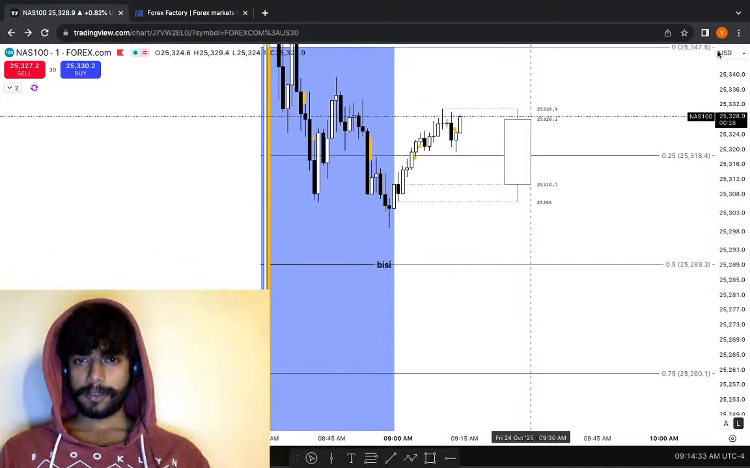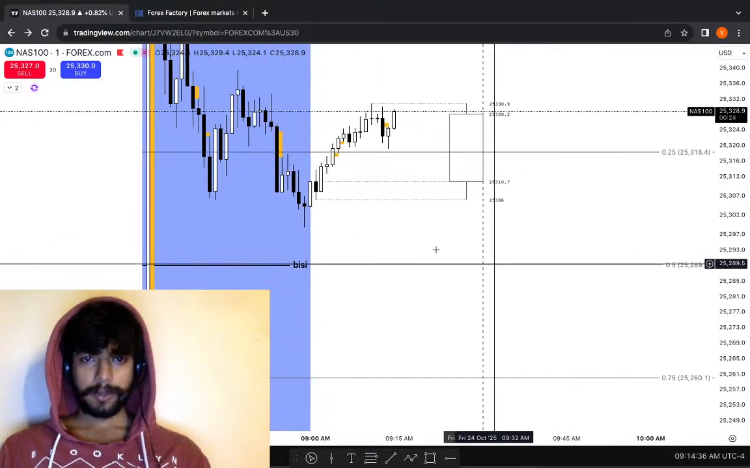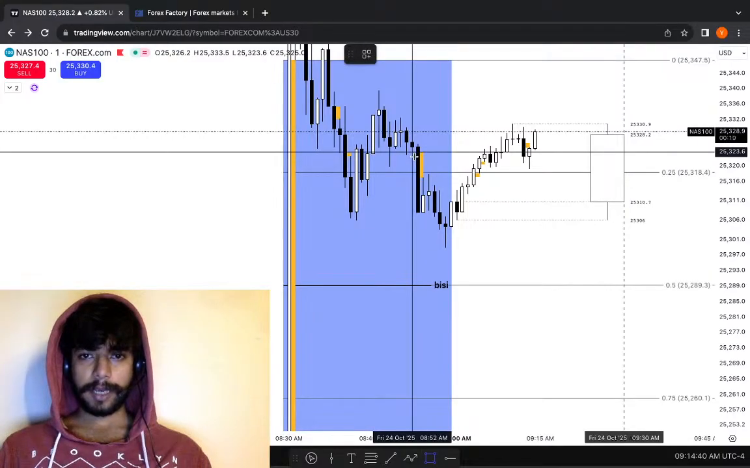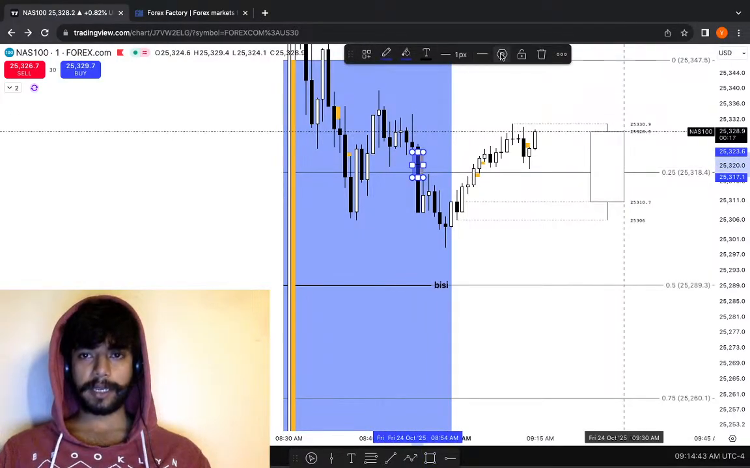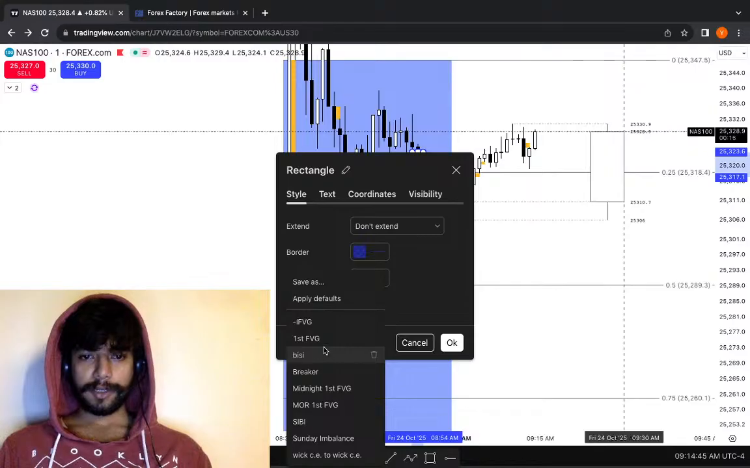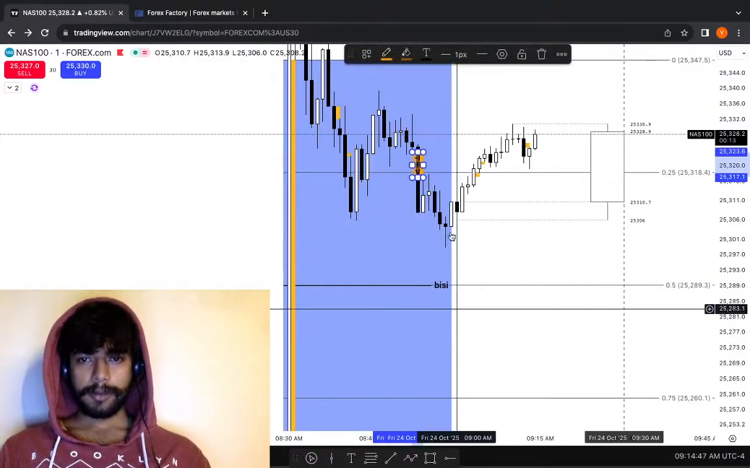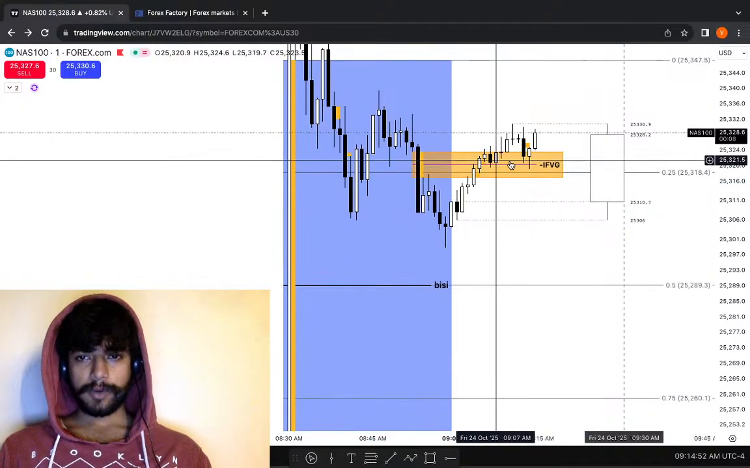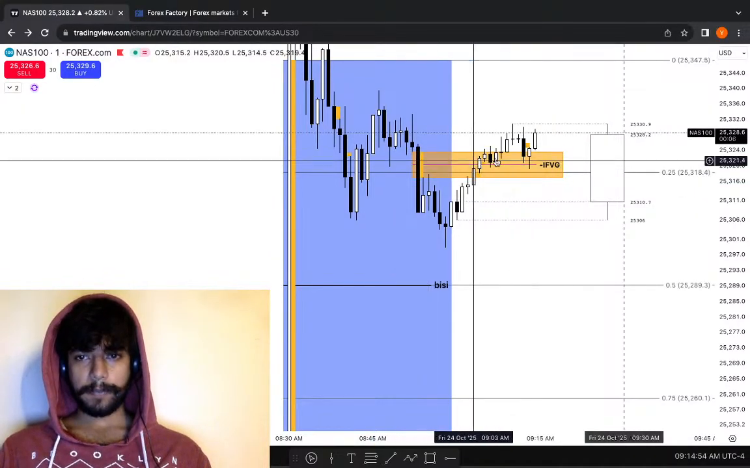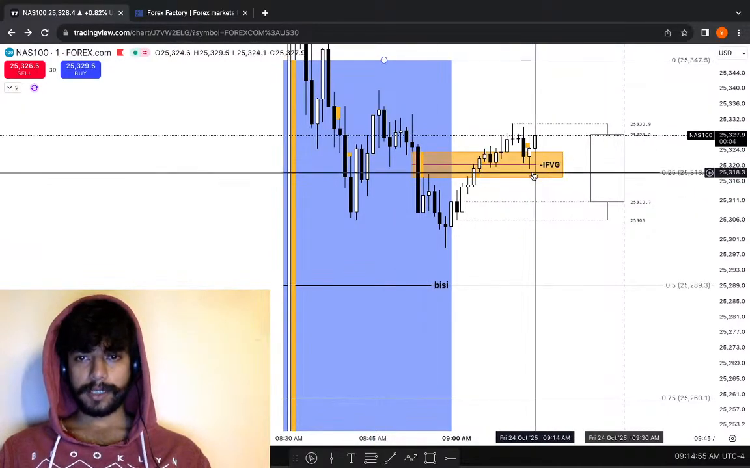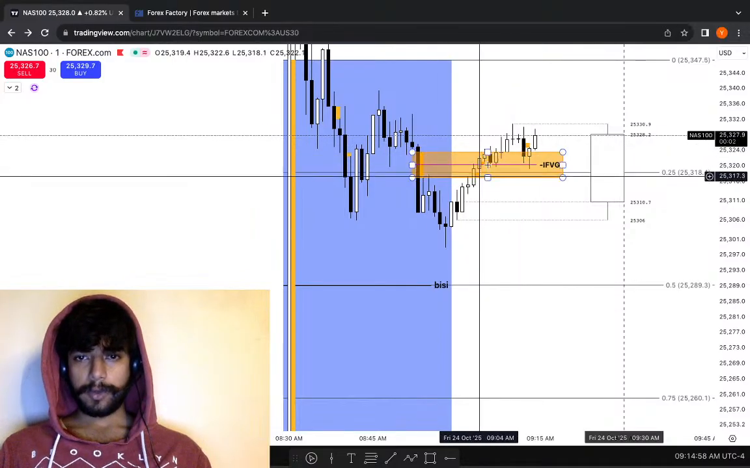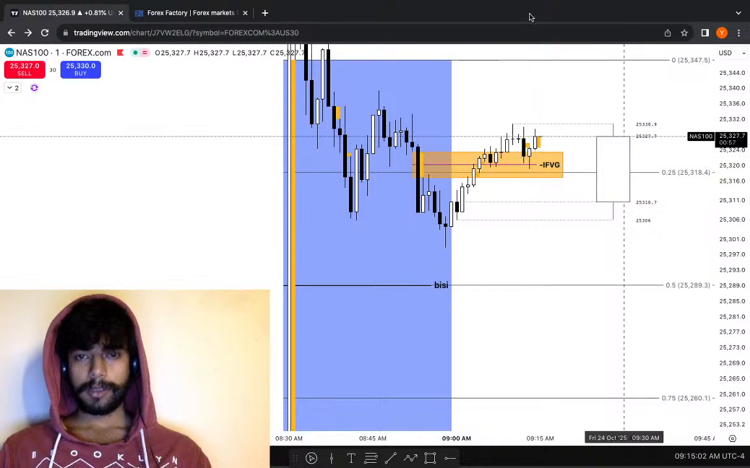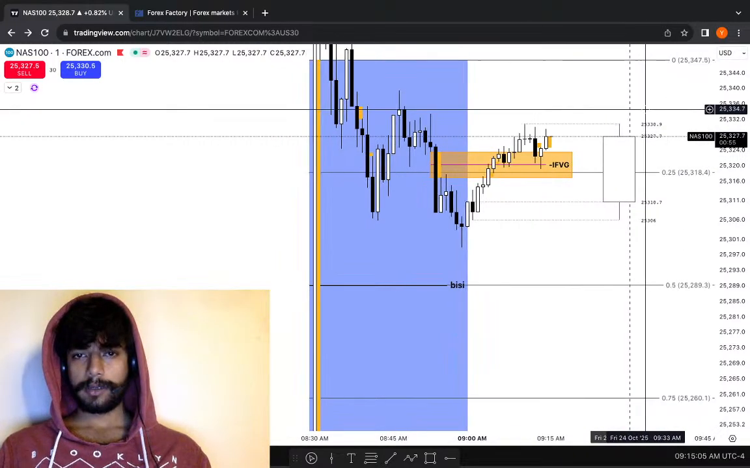So let me just mark it and show it to you. I'm talking about this gap right here. This gap is acting as the inversion, okay, and it is taking support from this midpoint of this gap. Currently, as of now, it broke it on the upside, came down, took the support, and now moving higher.